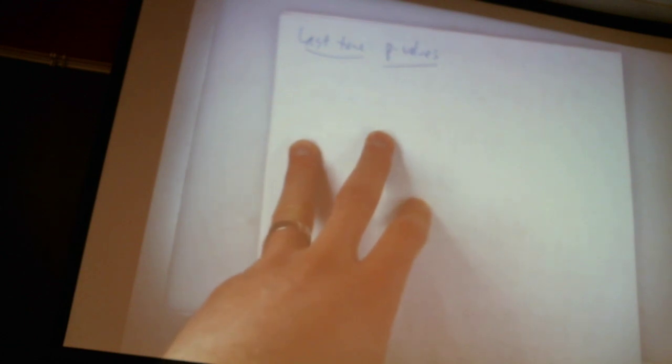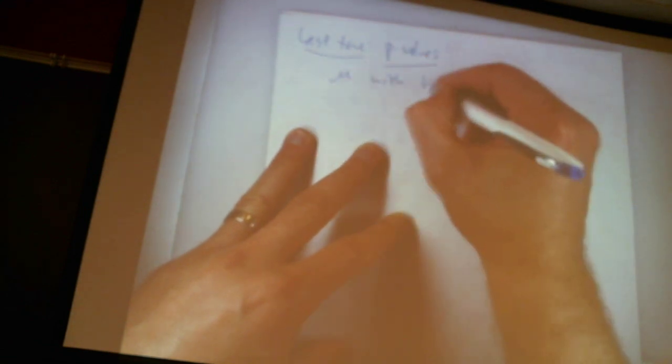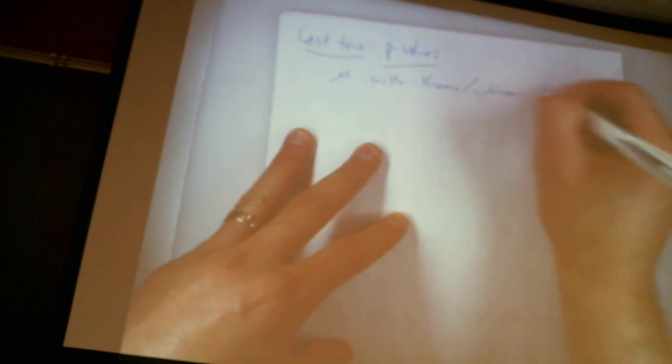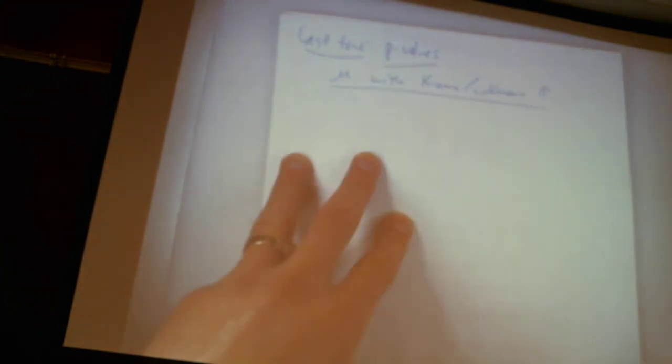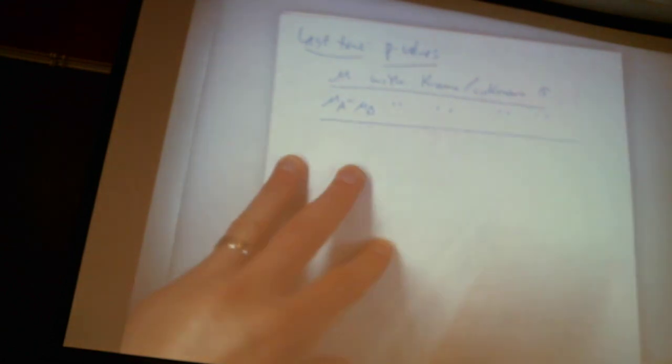So which ones have we covered so far? We've covered p-values for mean with known or unknown sigma. We've covered difference of means. Yep. Variances, with known and unknown sigmas.